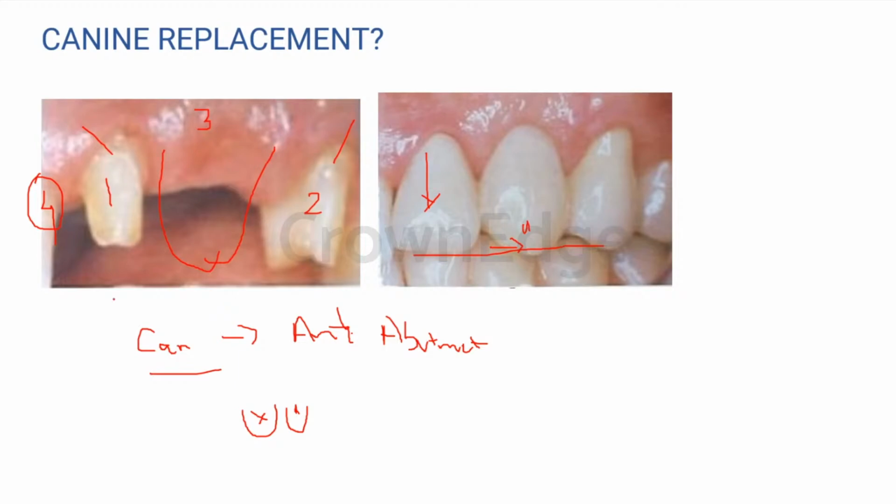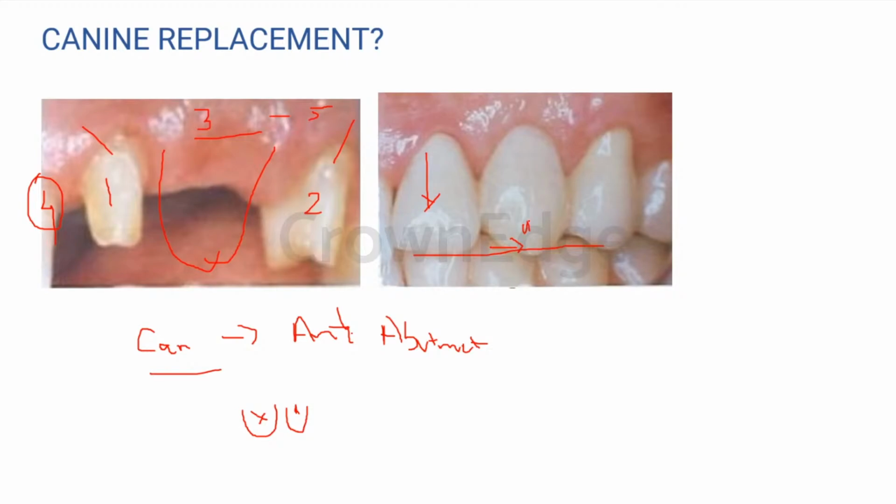Then what individuals do is, just to replace the canine, they involve the central incisor as well. So instead of doing a 3-unit, it becomes a 5-unit bridge, which is not economically good, and it also goes against the principles of your tooth preparation, that is the preservation of tooth structure. So always keep in mind, canine replacement is very difficult to understand and to do, but it varies on a case to case basis.